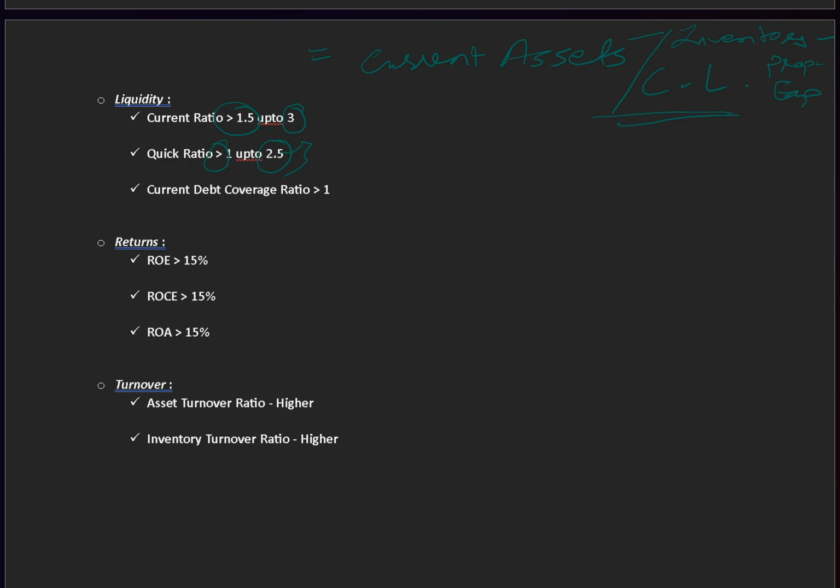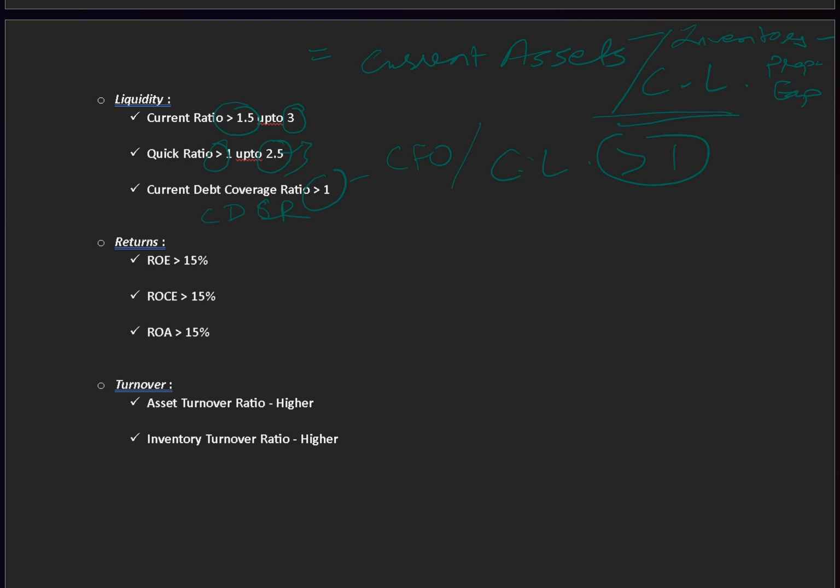Now next is the current liability coverage ratio. You can say current debt coverage ratio, CDCR. This is basically cash from operations divided by current liability. It should again be greater than 1.